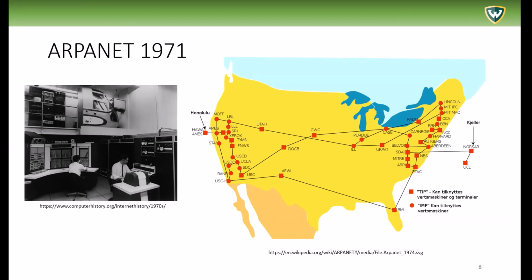ARPANET is the precursor of the internet, and it was the project funded by the United States Department of Defense, essentially the Army, and worked on by various scientists in the United States, although, of course, using technologies that were developed by other scientists in England and France. But the ARPANET was the main project that led to the development of the internet.